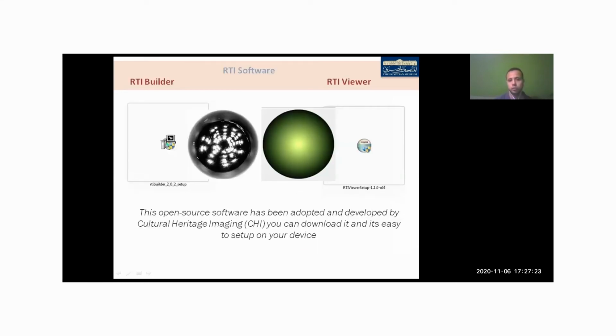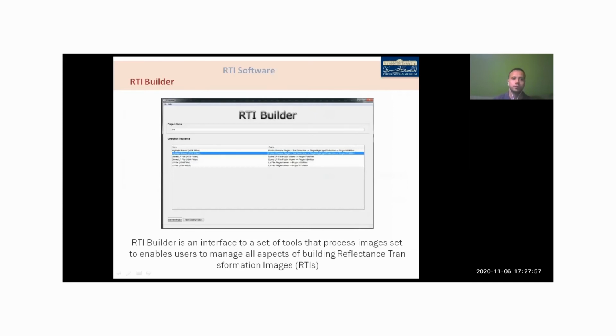Then the software. For RTI software, we are using RTI Builder to generate the photo and RTI Viewer to make the interpretation for the photo. This open source software has been adopted and developed by Cultural Heritage Imaging, CHI, and they have the software on their website. So we will be talking about RTI Builder.